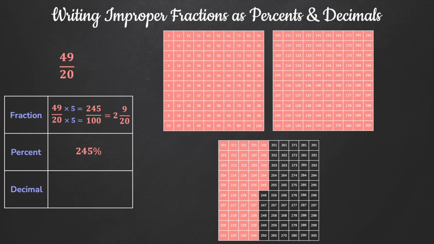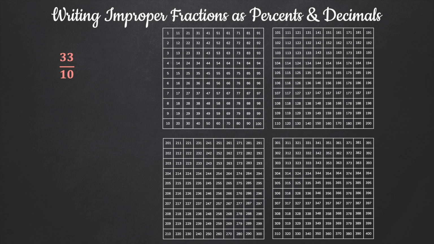As a decimal, this would be 2 45/100 because we have 2 whole grids that are shaded in, and then we have 45 squares of the last grid shaded in. So we have 2 45/100.